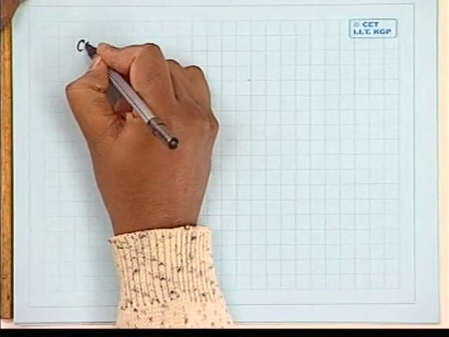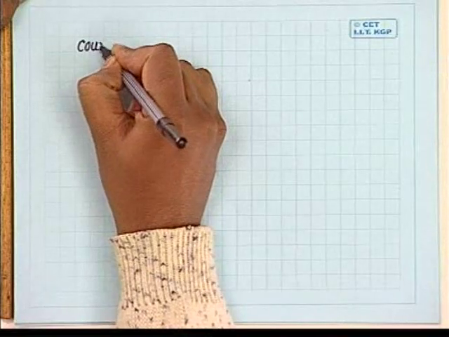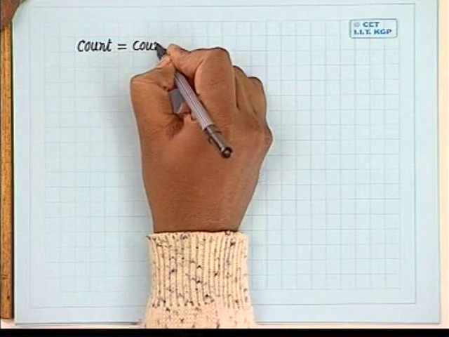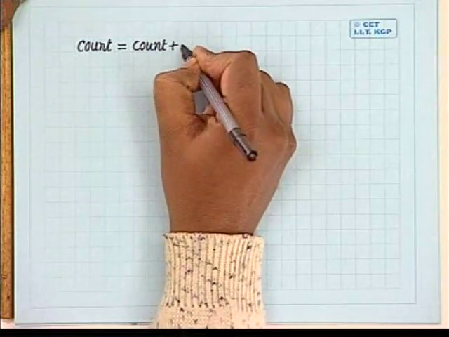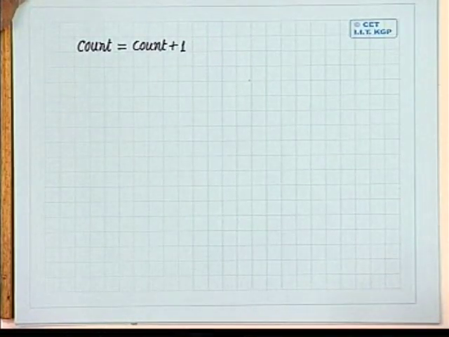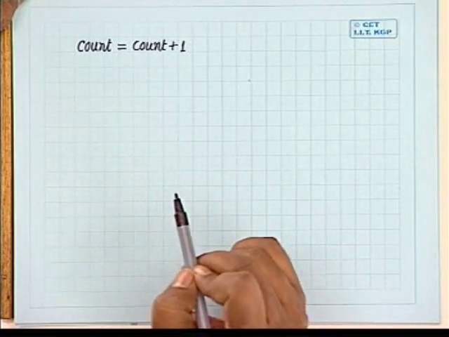Now whenever the producer process places an item into the buffer and increments the count by 1, what is the actual sequence in which this count equal to count plus 1 will be executed? This simple statement of count equal to count plus 1 will be broken into a number of assembly instructions, because count equal to count plus 1 is a high level language statement.